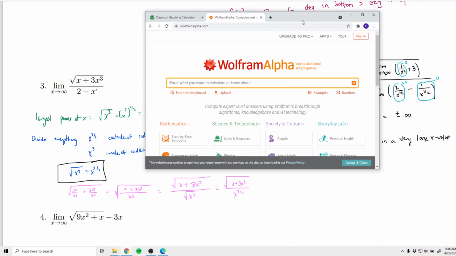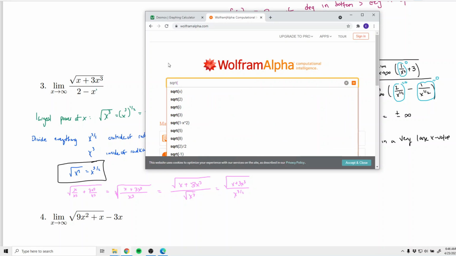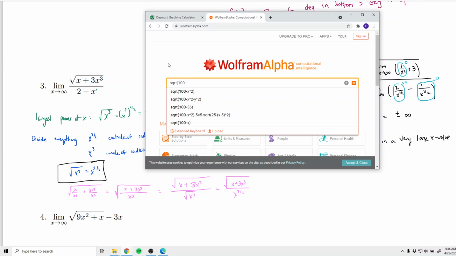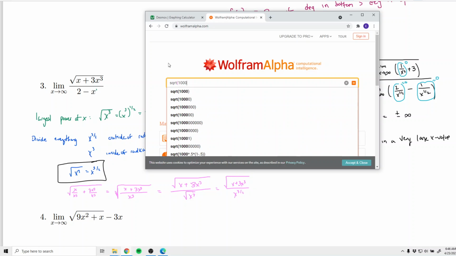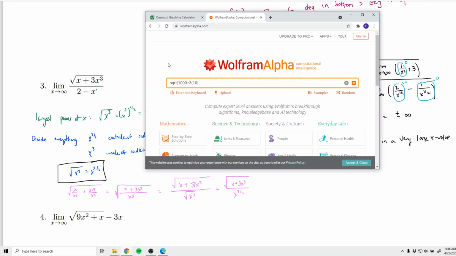Grab Wolfram Alpha here. And we've got the square root. Let's just do 1,000. That should be plenty big. 1,000 plus 3 times 1,000 raised to the third, divided by 2 minus 1,000. And you see we get a negative number.